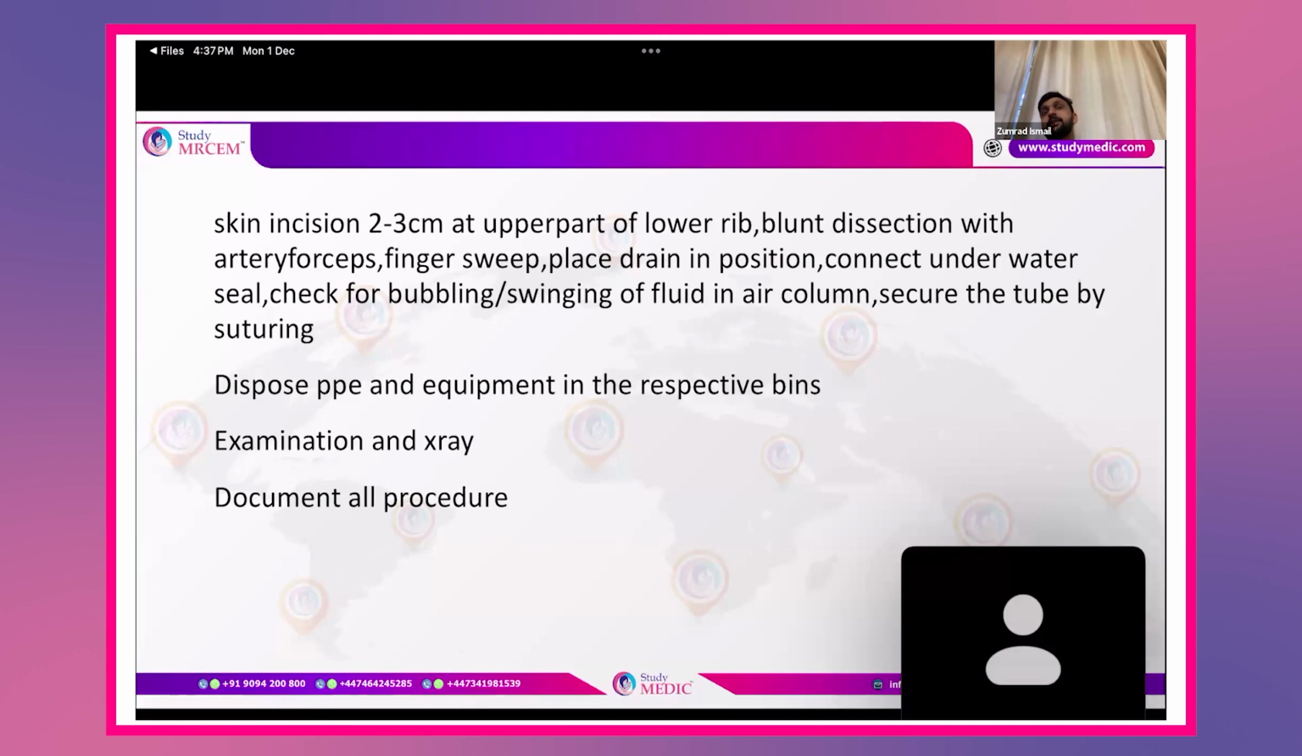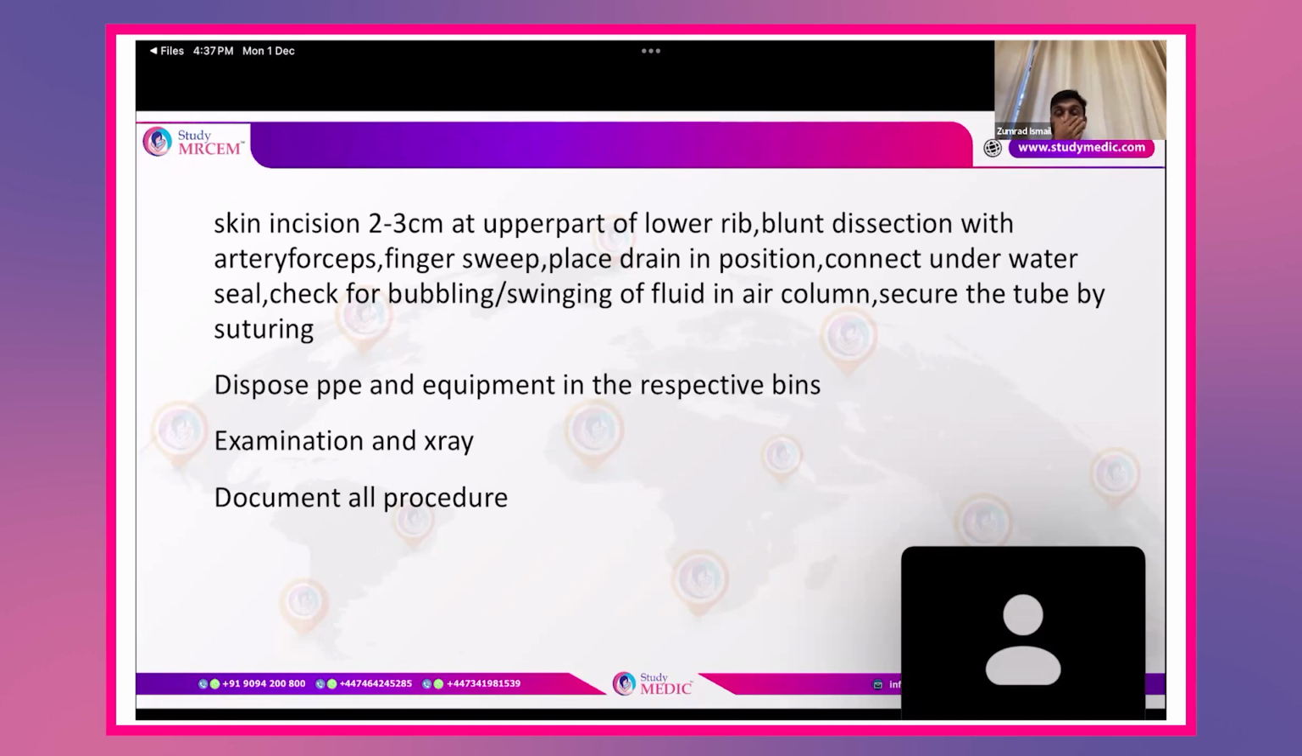Here sometimes we'll have to demonstrate where we are doing the procedure and how we are doing the procedure. Sometimes we might have to do the procedure itself. After the procedure, we have to ensure that the air-fluid column is moving, and then we have to examine the patient again. We'll examine with inspection, palpation, percussion, auscultation, and we'll take a check X-ray. We'll see how the patient is improving. After that, we'll dispose of the PPE and equipment in the respective bins and document the whole procedure.